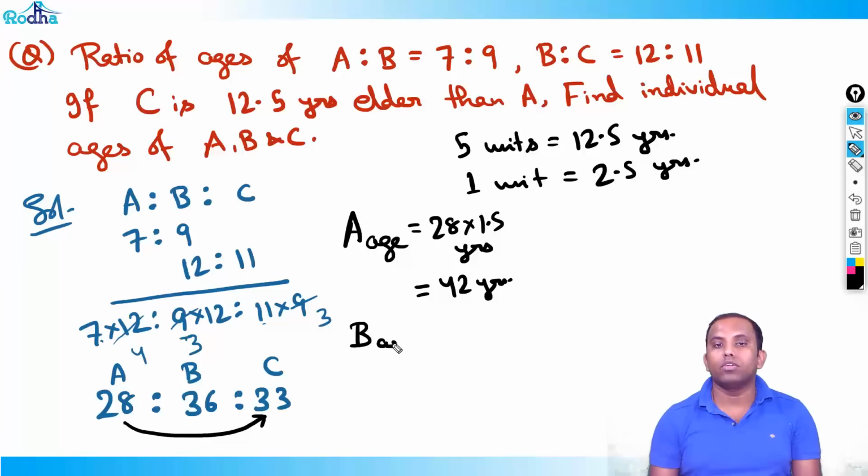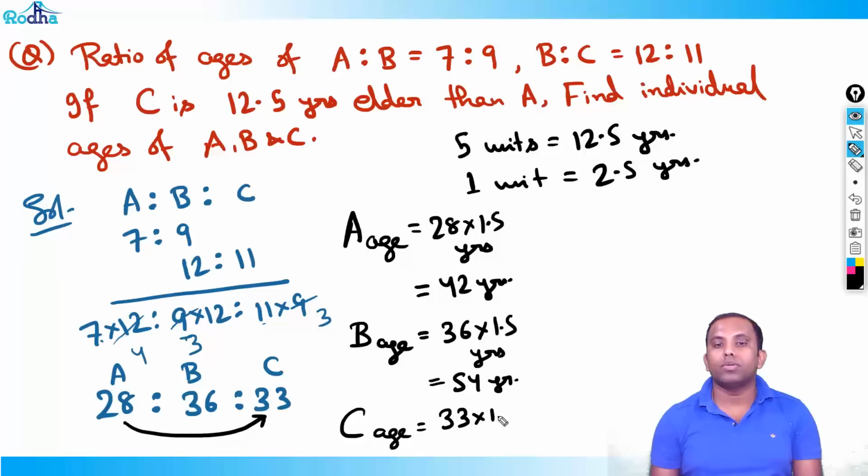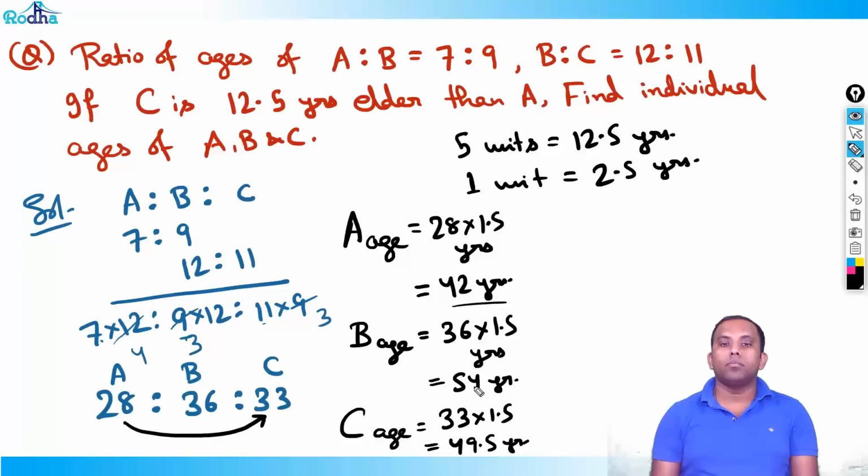What is the age of B now? 36 units, so 36 into 2.5 years. That is 90 years. What is the age of C now? 33 units, so 33 into 2.5. How much is it? 82.5 years. This is the answer: the ages of A, B and C.